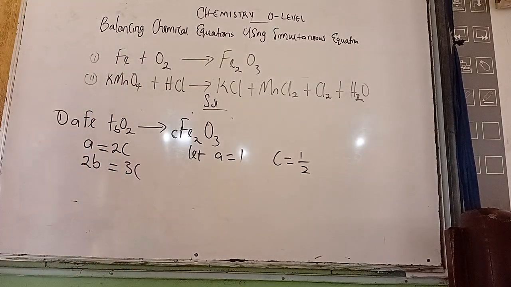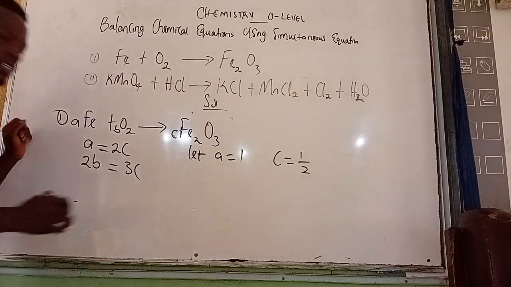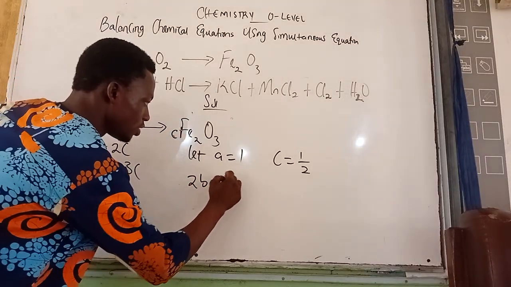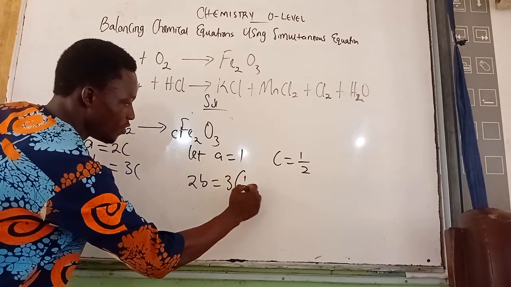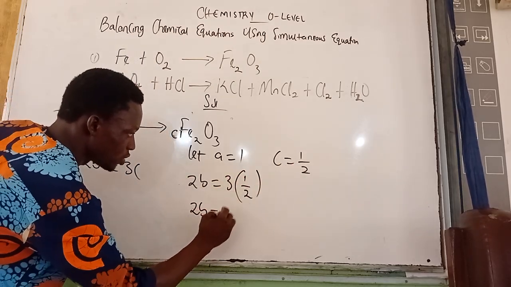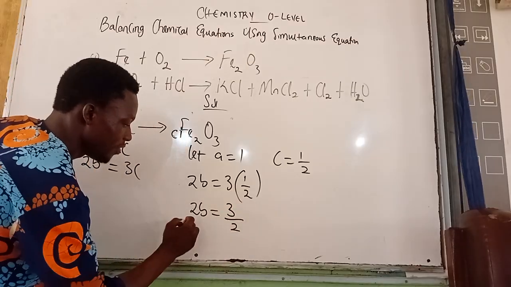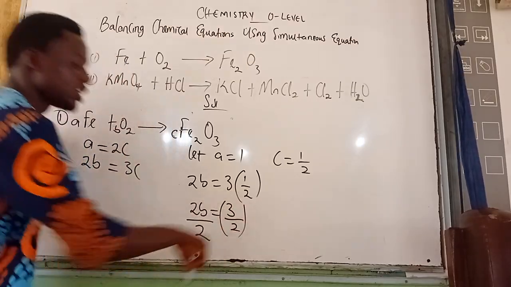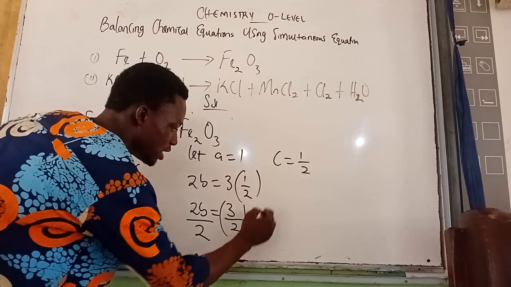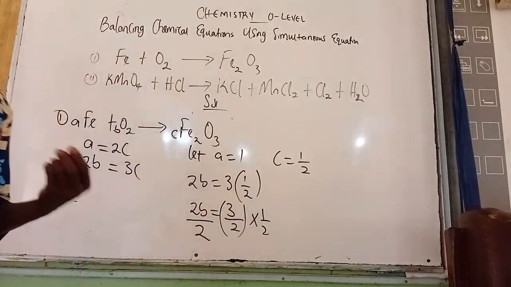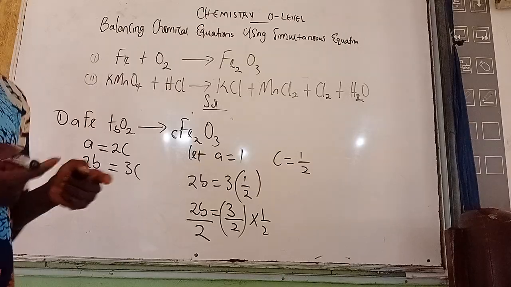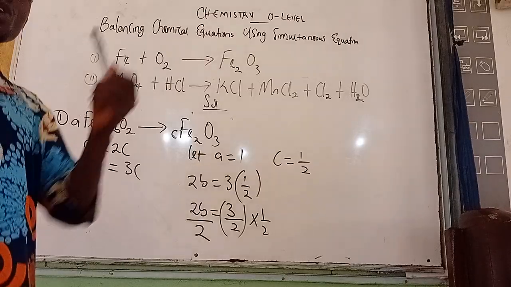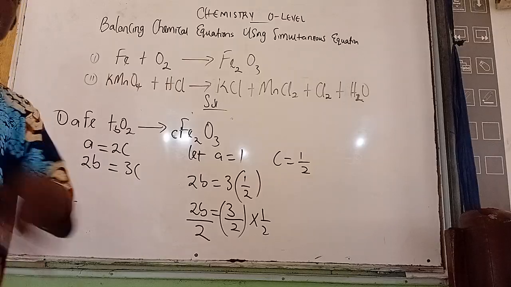Now let's move to B. Here we have 2B equals 3C. What's our C? 1 over 2. That means 2B equals 3 over 2. Divide both sides by 2. 3 over 2 divided by 2 is the same as 3 over 2 times 1 over 2. Dividing something by 2 is the same as multiplying that thing by 1 over 2, because 1 over 2 is the inverse of 2.